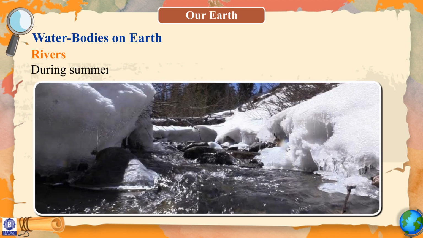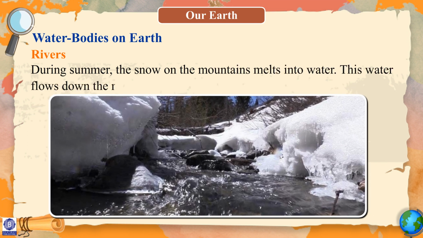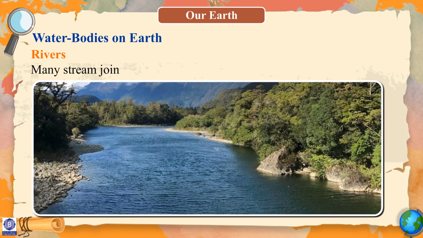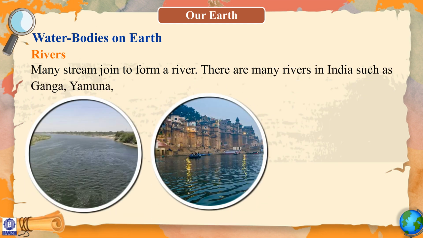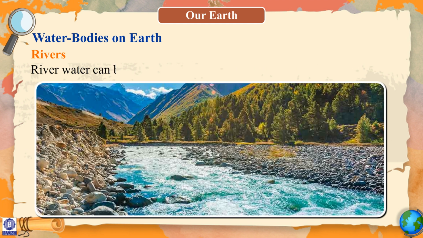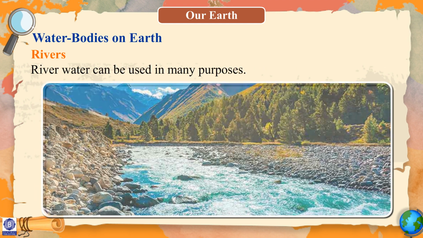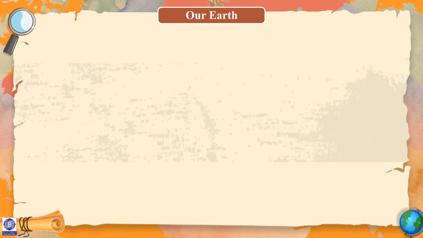Rivers. During summer, the snow on the mountains melts into water. This water flows down the mountains to form a stream. Many streams join to form a river. There are many rivers in India such as Ganga, Yamuna, Brahmaputra, etc. River water can be used in many purposes. Plants and animals live in rivers too.